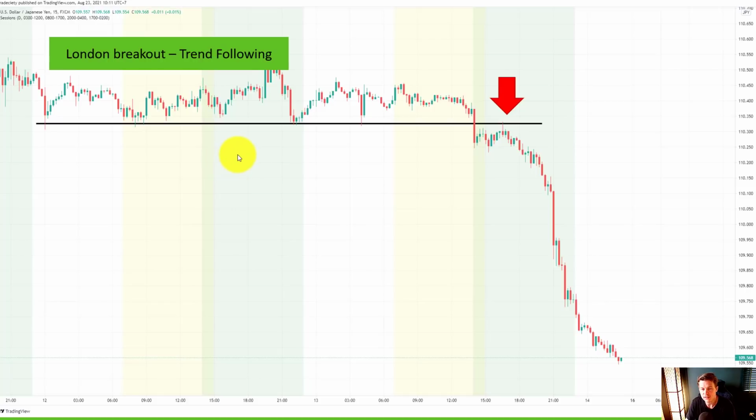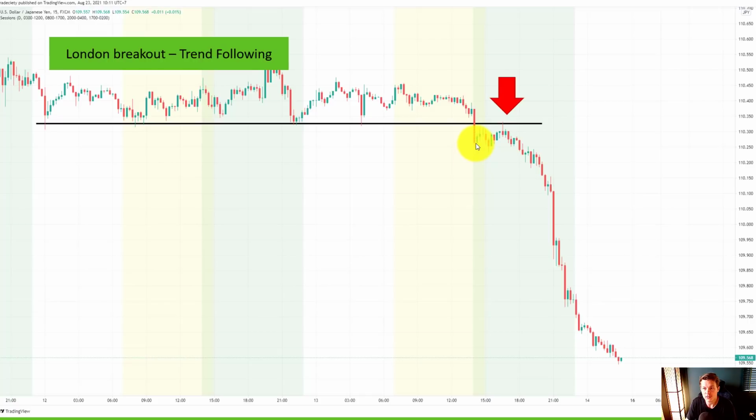And what you will often see is that if the market has been in a range for an extended period of time, you can then wait for the market to give you a breakout in the London Open. So here you can see this overlap period. This is where the London period started. This is when the London Stock Exchange opened. And this is also where you see the breakout.